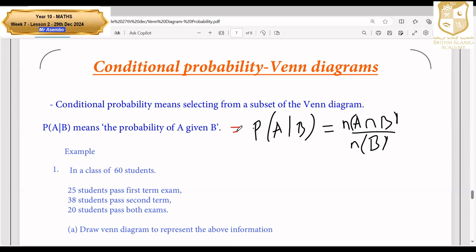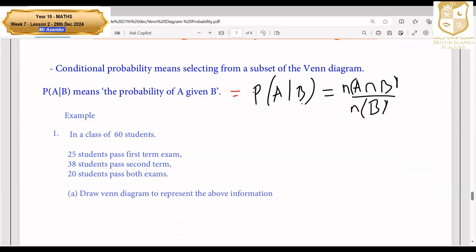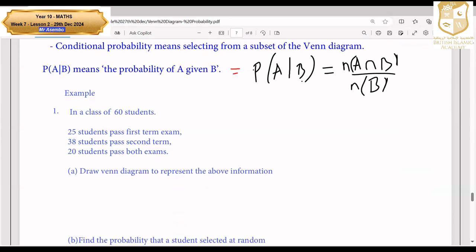Now, what does it mean? It means the event B has already happened. So if the event B has already happened, what is the likelihood of event A now following on it? Okay, let's take this one as an example and see how we can handle a condition. So it's an event which is depending on another event to occur.